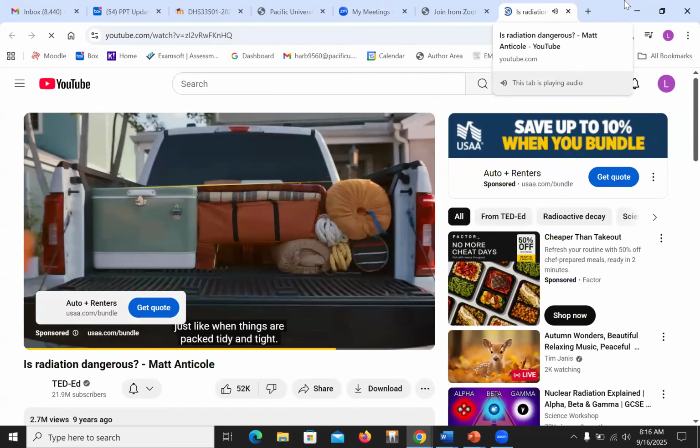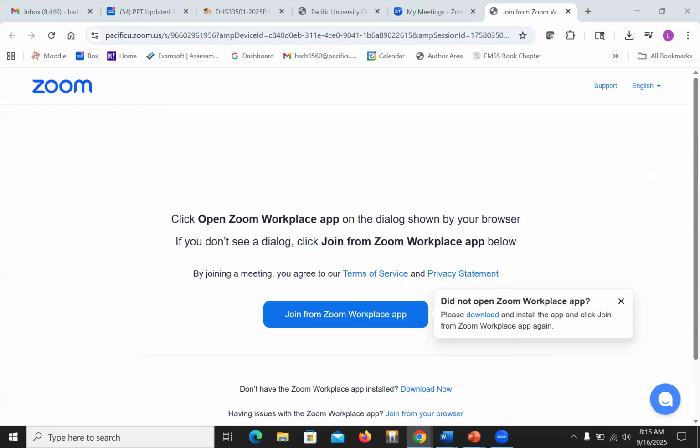Just like things are packed tight inside. Get auto insurance to fix your budget and your needs. Save up to 10%.